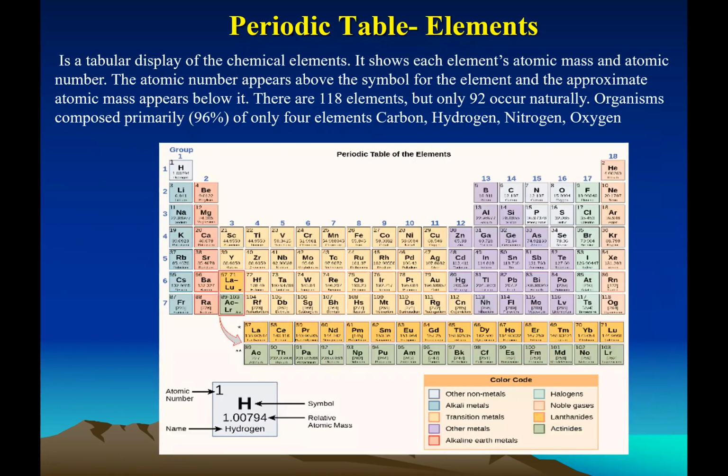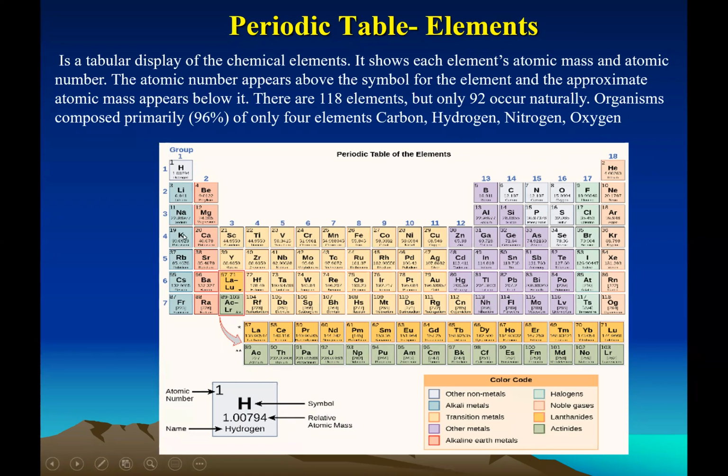And here is the periodic table. It's a display of all the chemical elements that have been discovered. 92 of them are naturally occurring. There's a total of 118. So 92 occur naturally. The rest are man-made in a lab.